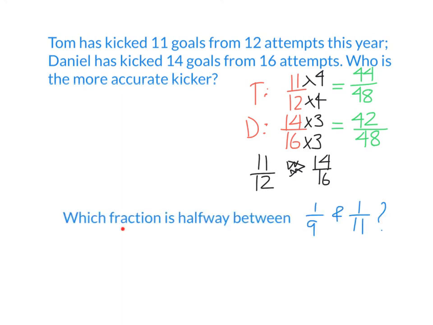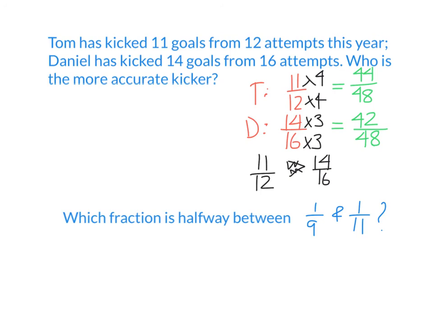So let's try this question here. Which fraction is halfway between 1/9 and 1/11? So a lot of people looking at that would say, okay, clearly it's a tenth. Well, it's actually not. 1/10 is actually closer to 1/11 than 1/9. How are we going to figure this out?